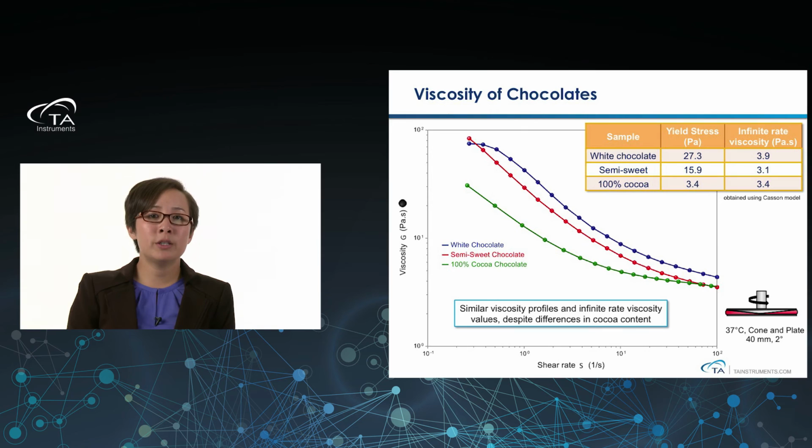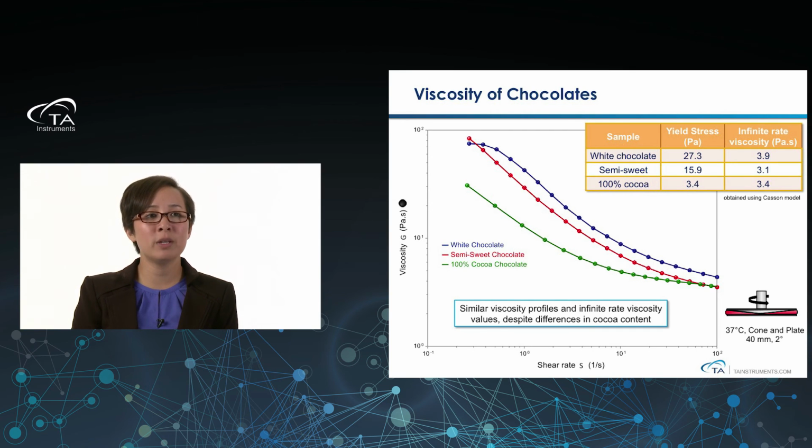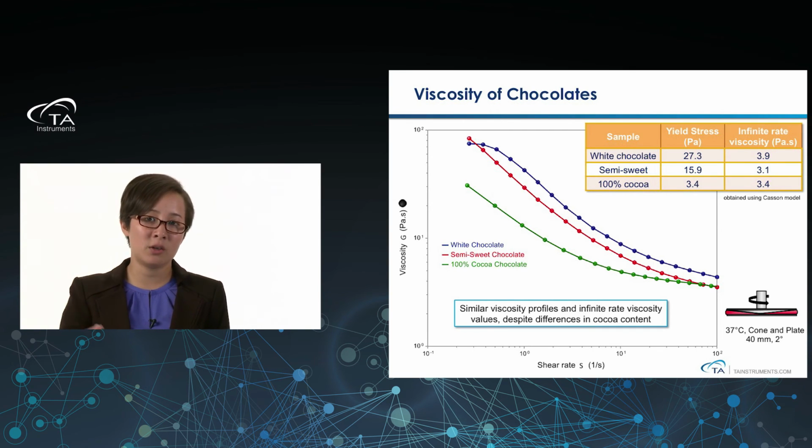What we did first was typical rheology. We used a cone and plate, 40 millimeters, 2-degree cone, and ran a straight viscosity curve of these melted chocolates. You can see here white chocolate in blue, semi-sweet in red, and 100% cocoa in green. All the curves look really great, but if we use the Casson model to model these curves, you can see that the yield stresses were a little bit different, but the infinite rate viscosities, which would maybe mimic somebody swallowing, were very similar, ranging from 3.1 to 3.9 Pascal seconds.